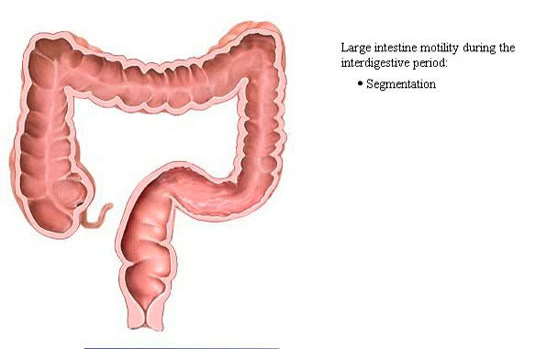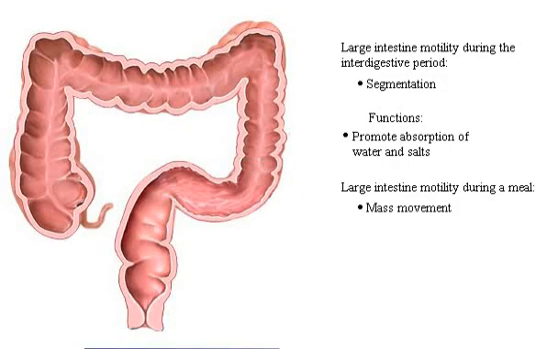In summary, the type of motility in the large intestine during the interdigestive period is segmentation. This repetitive kneading movement promotes absorption of water and salts. During a meal, segmentation is replaced by a mass movement. These intense contractions propel the feces into the rectum, from which they may be evacuated.